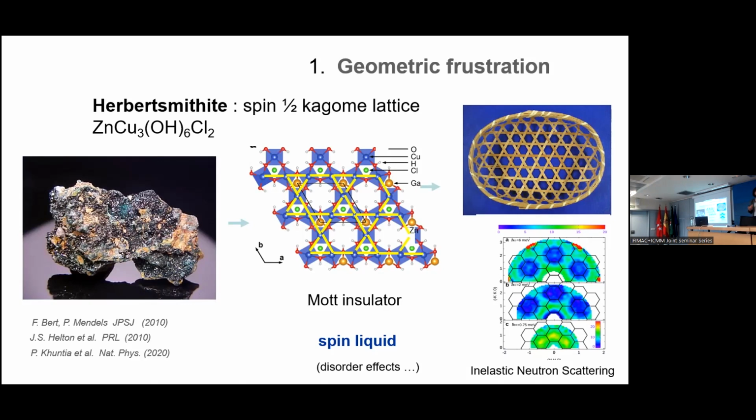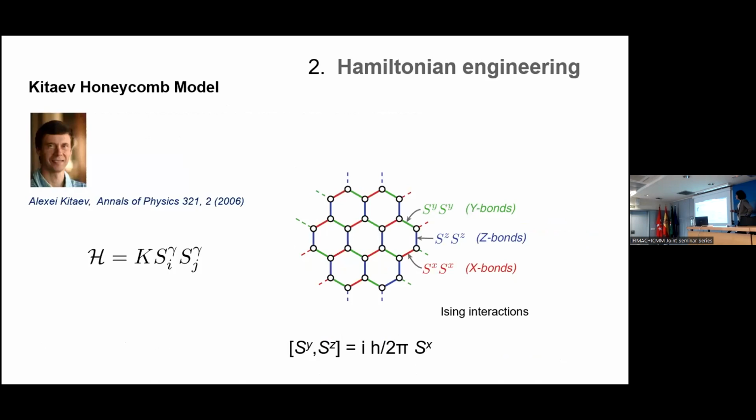So what do the excitations look like? This is from inelastic neutron scattering experiments. And the excitations look extremely diffuse. Diffuse excitations tell you that you don't have well-defined magnons, so it may come from these fractionalized excitations. However, I also have to say these materials have a lot of disorder effects, and one has to be very careful to analyze what comes from disorder effects and what comes from intrinsic spin liquid type of behavior. But what I'm more interested in is the second type of manifestation of frustration, which is this Kitaev model.